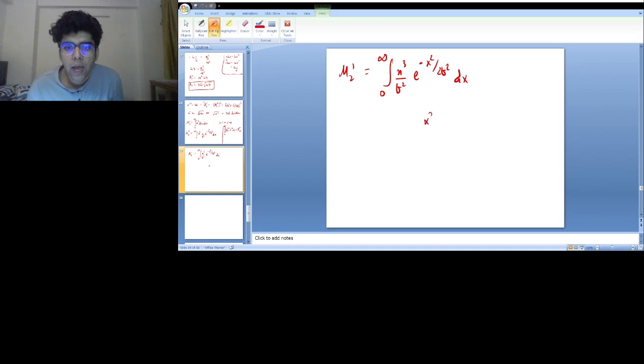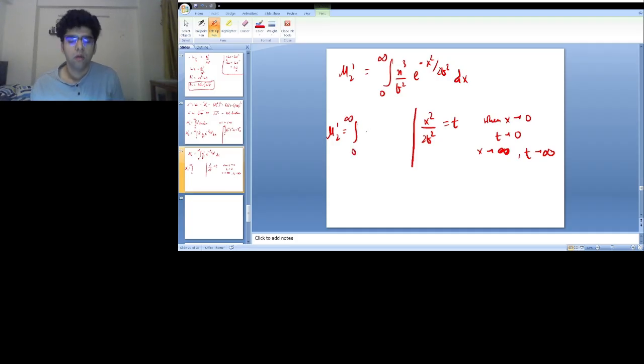So my x square over 2b square, substitute it as t. When x goes to 0, t goes to 0, and when x goes to infinity, t goes to infinity, right? So this gives me 0 to infinity.